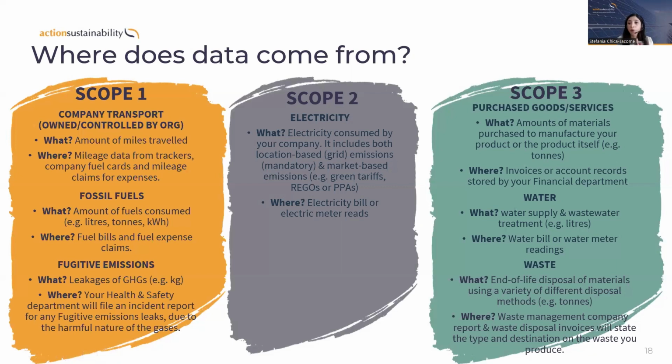If you want to calculate your scope 1, which is the section here in orange, you need to look into your consumption of fuels for your own vehicles and the equipment that you operate in your organization, and you also need to look into your fugitive emissions. So to be more precise, you need to collect data such as how many liters of diesel, how many liters of petrol, how many kilowatt hours of natural gas you're using, etc. Those would be examples of scope 1 data.